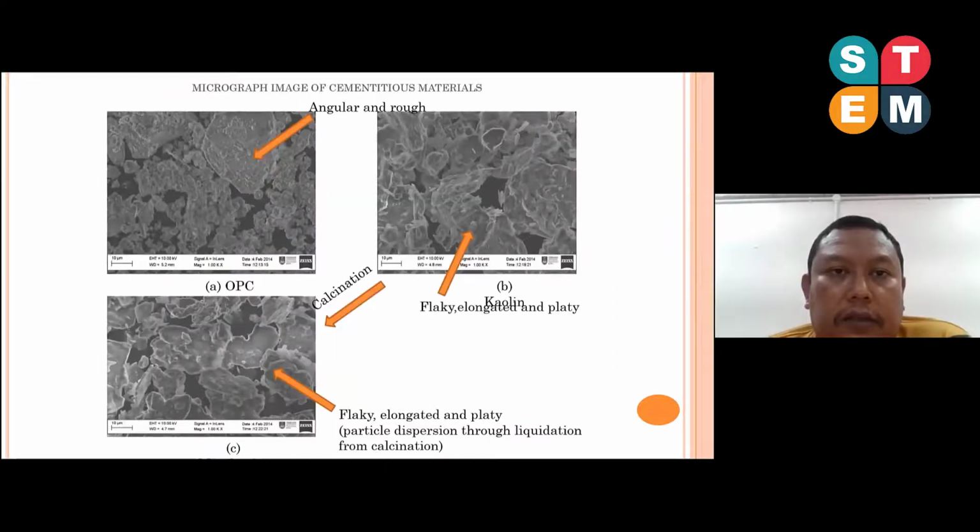Okay. So these are the SEM images of the OPC, kaolin, and also metakaolin. So this one, A, is OPC cement.